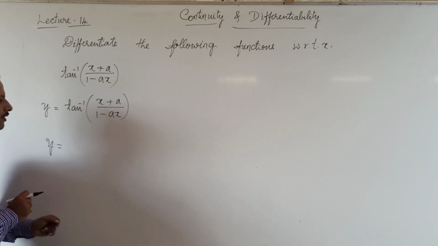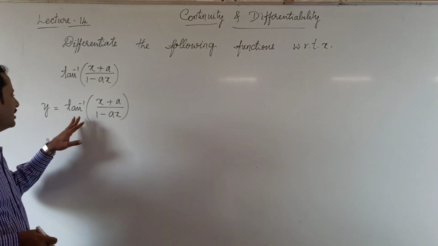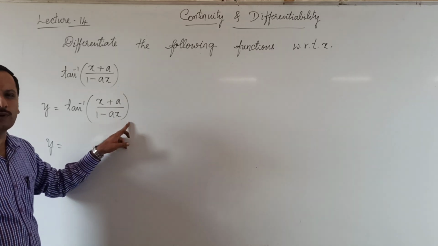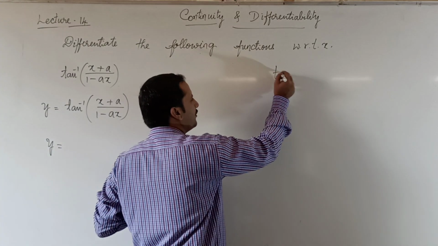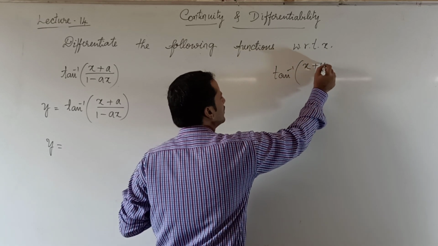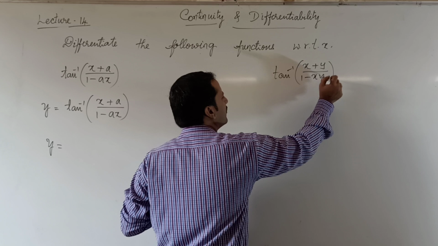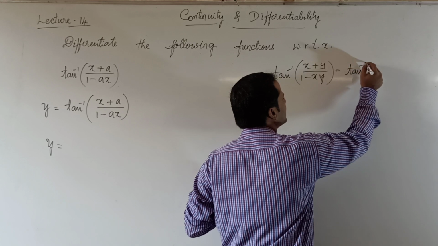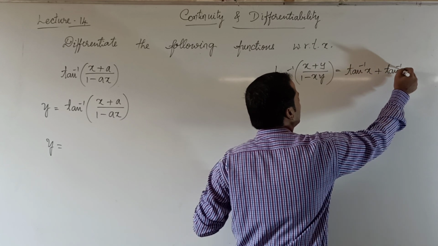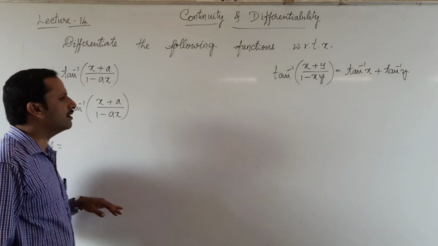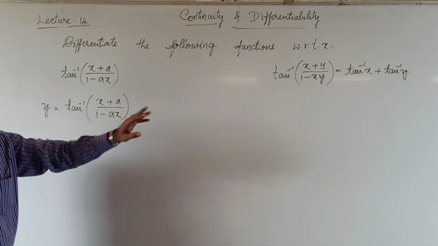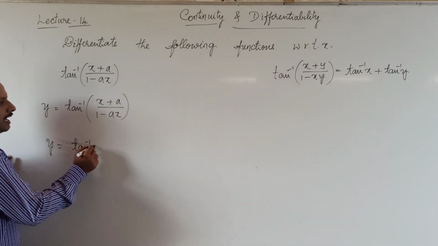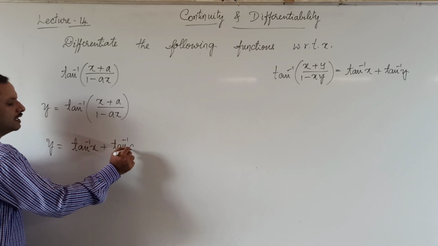Okay. Here we don't have to go for any substitution. This is of the form tan inverse of x plus y divided by 1 minus xy. You know this formula: tan inverse of x plus y divided by 1 minus xy is equal to tan inverse x plus tan inverse y. This formula I would like to use. So by using that formula, we can write this as tan inverse x plus tan inverse a.